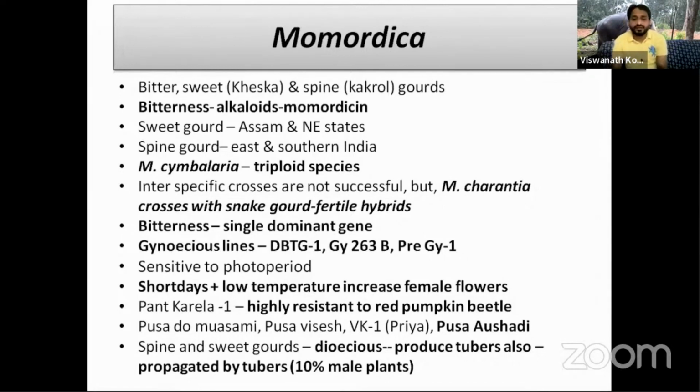So Aushadhi is a bitter gourd variety. Momordica is monoecious or andromonoecious, but spine gourd and sweet gourd are dioecious. Male and female plants are different, and the spine gourd and sweet gourd also produce tubers, and the tubers are edible. So the tuber-bearing cucurbits are spine gourd and sweet gourd, and they are vegetatively propagated by tubers. And here also, to induce fruit set, we need 10% male plants in the field.